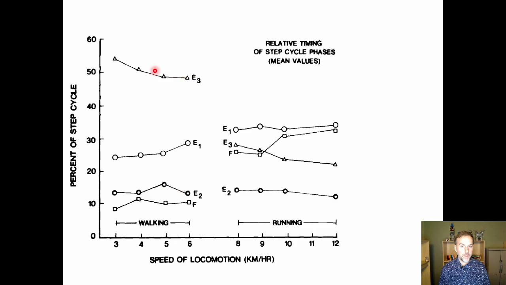So check out E3. It went from like 50 for walking down to more like 25 for running. E1, a little bit of change. Flexion, some big changes here. But if even just one changes, we know that they don't have the same relative timing, and they therefore do not use the same generalized motor program.